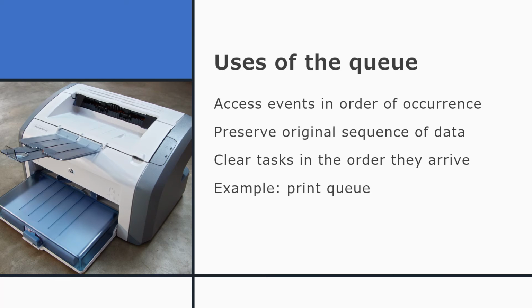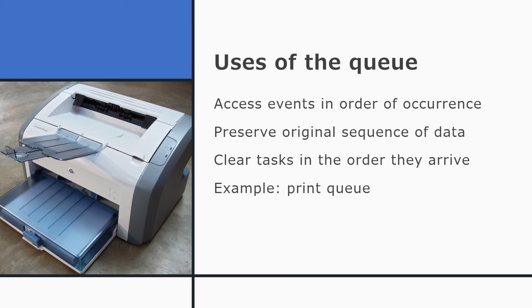So there are quite a lot of uses for this data structure inside the computer, and a very common one that you'll be familiar with probably is a print queue. So if several different people send their work to the same printer to be printed out, those jobs will go into a queue, and the one that's been waiting longest will be the first to be printed out on the printer.